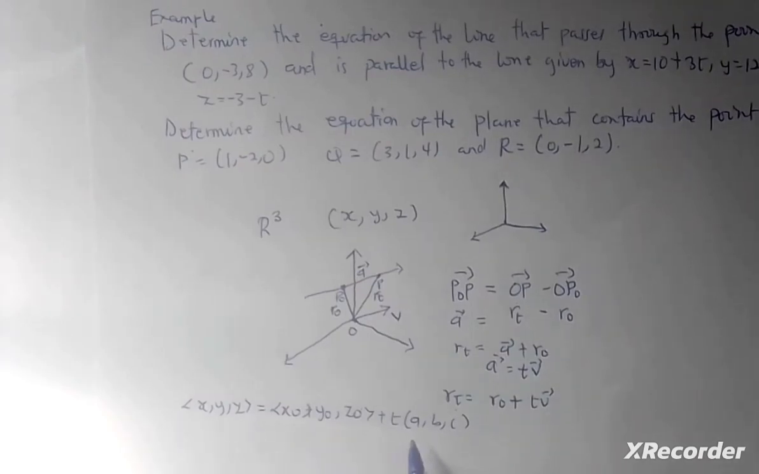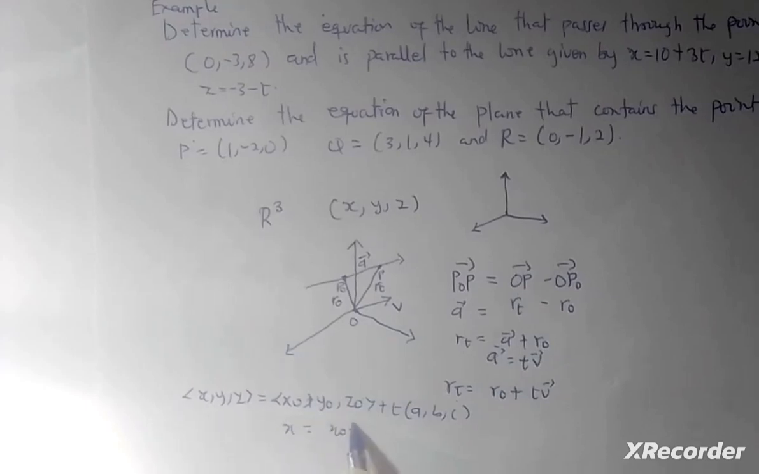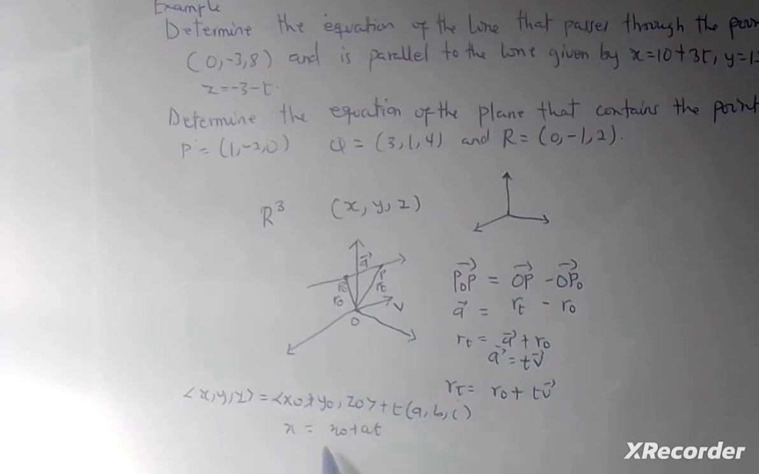Once I have this, by equality of vectors, x is simply equal to x naught plus at, and y is simply equal to y naught plus bt. Then my z is simply equal to z naught plus ct. And this is what we call the parametric equations of the line.